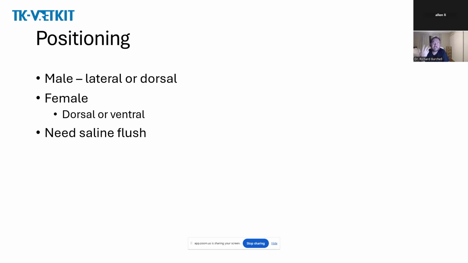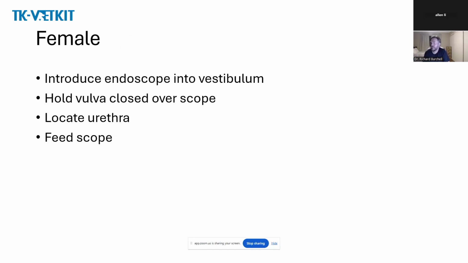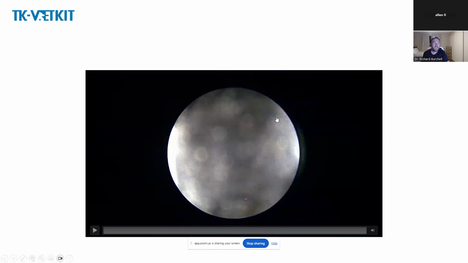You also need saline to flush because you need to keep everything open. So in females, what you do is you introduce the endoscope into the vestibulum, and then you hold the vulva closed over the scope, and you inflate the vestibulum and the vagina with saline until you can locate the urethra, and then you just feed the scope into the urethra. If you do it this way, it's technically very easy to do.